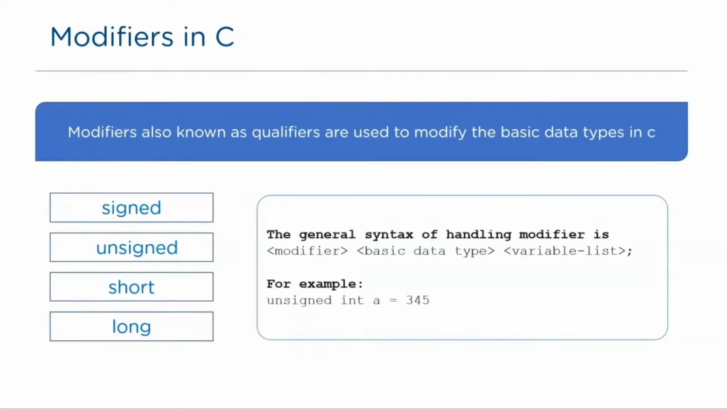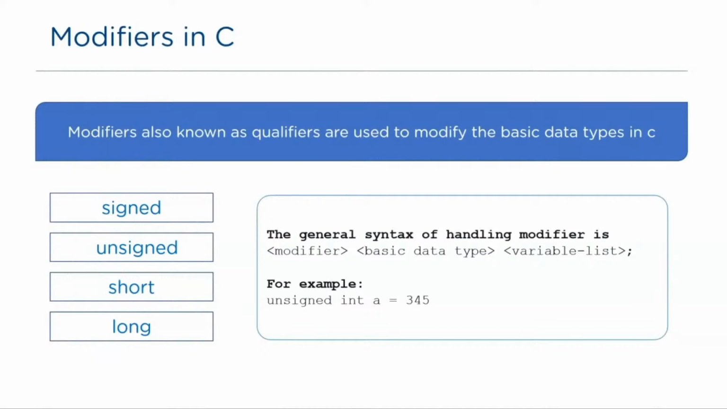The general syntax of handling modifier is modifier, basic data type, variable list, and semicolon. So in this particular example, unsigned is a modifier, int is a basic data type, and a is a variable. We cannot apply qualifiers to the float data type, but we can increase the size of the double data type by using a long qualifier. Also, we cannot apply qualifiers long and short on the char data type.